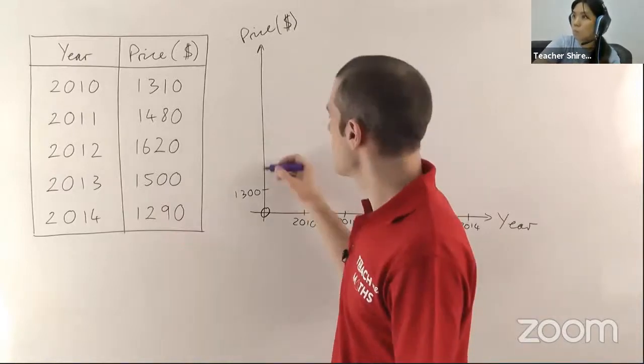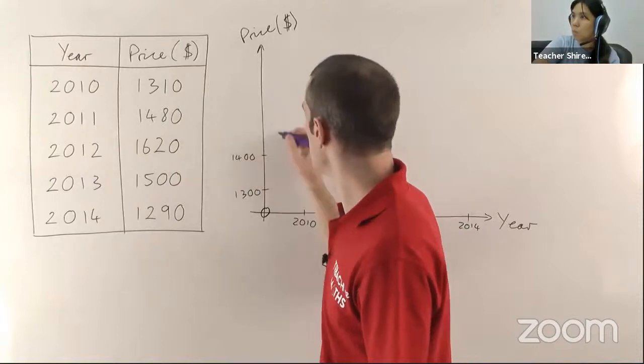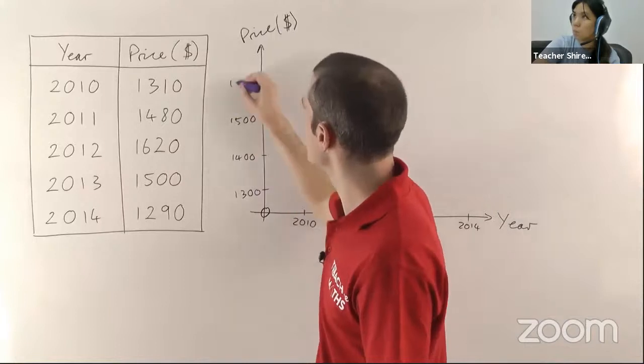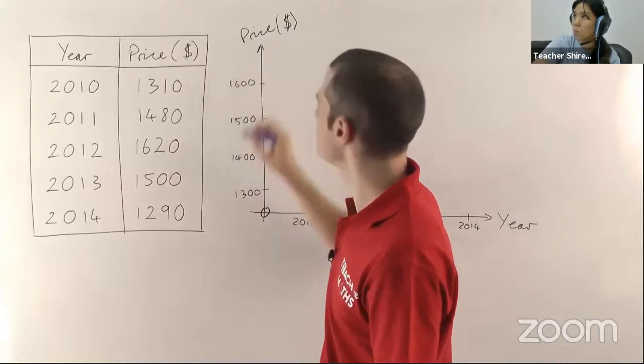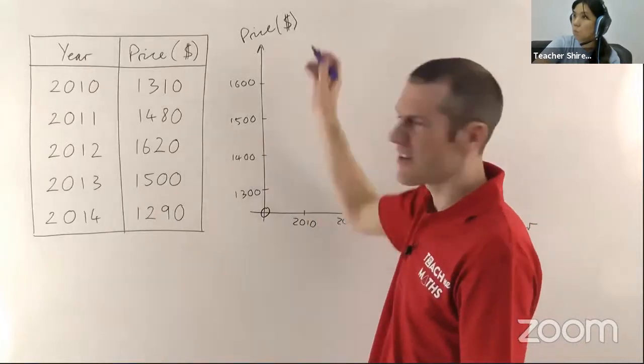So 1,300, 1,400, 1,500, and 1,600 is about as big as it's going to get. That should, if we go just slightly above that for the 1,620, be fine.